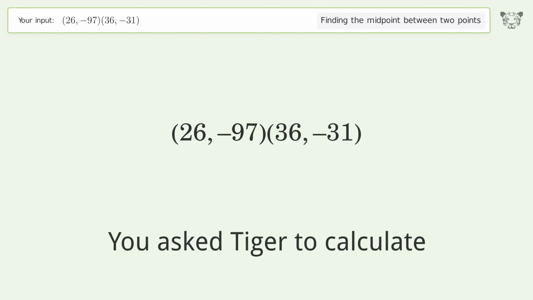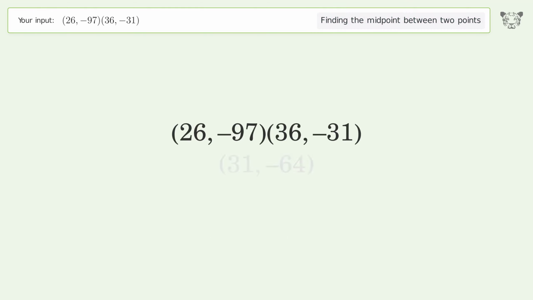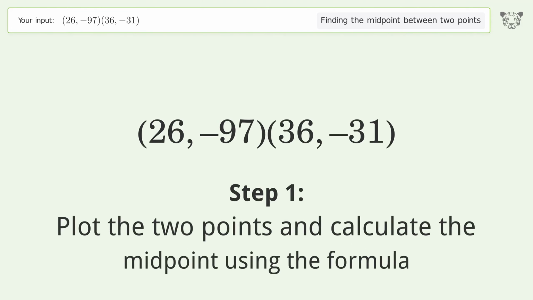You ask Tiger to calculate. This deals with finding the midpoint between 2 points. The midpoint between the 2 points is 31, -64. Let's solve it step by step. Plot the 2 points and calculate the midpoint using the formula.